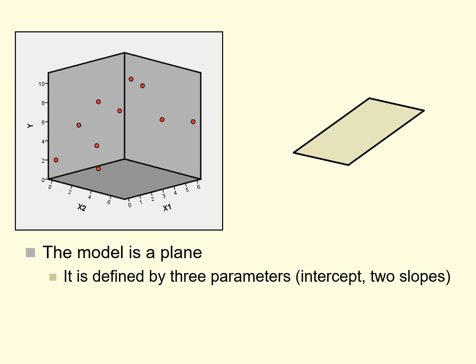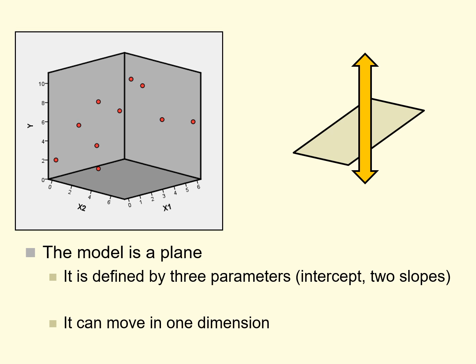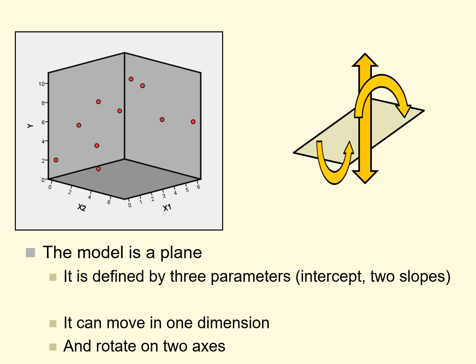And thinking about it this way, hopefully you can visualize in your mind that the model, the plane, can move in one direction up and down, but it can also rotate in two other directions. It can slide up and down, having a greater or lesser y-intercept, and it can pitch, having a greater or lesser slope on the variable x1 and a greater or lesser slope for the variable x2. So it has, in a sense, three ways of moving in geometrical space.